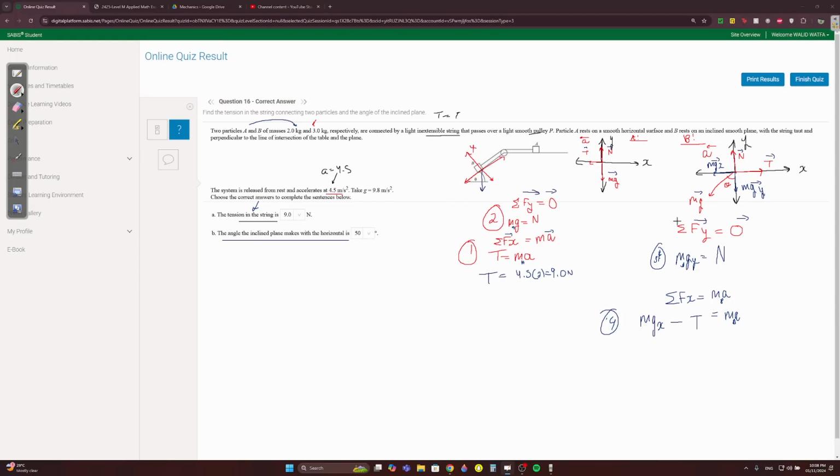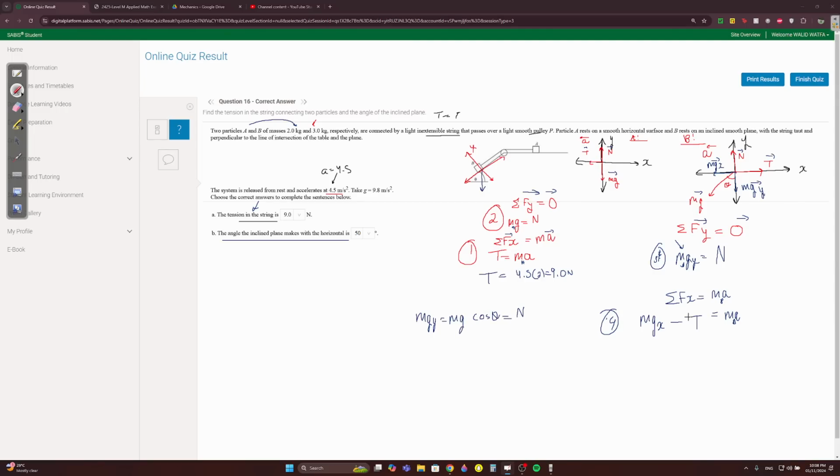Now we have here mgy is equal to N, right? What is mgy? I want something with theta. How am I going to get that? I have x and y components, and there's an angle involved. Mgy is going to be equal to mg cosine theta, right? Why cosine? Because the angle is with the vertical. So instead of saying sine, we use cosine. Mgy is going to be mg cosine theta, and this is equal to N.